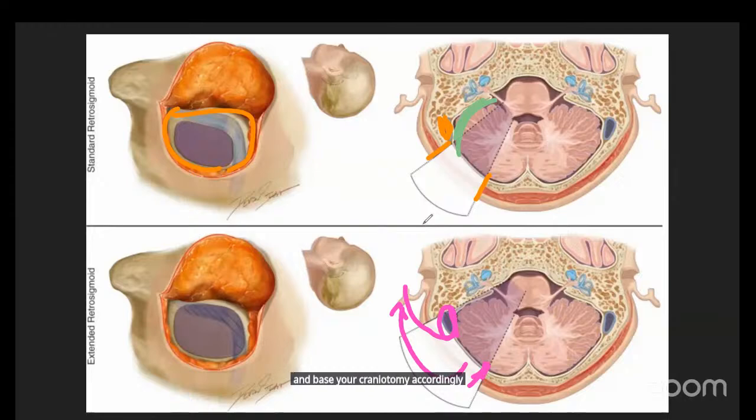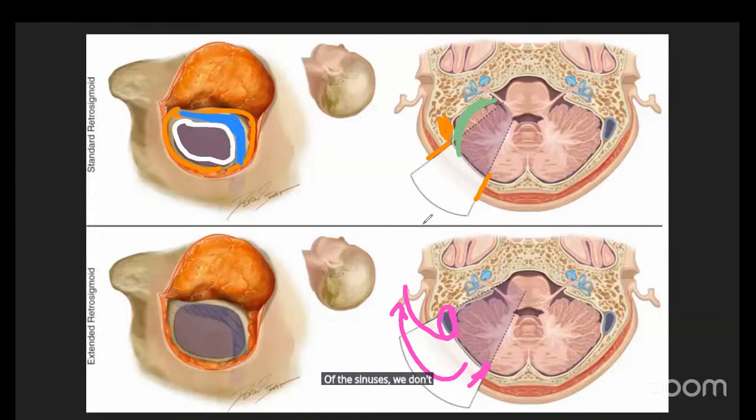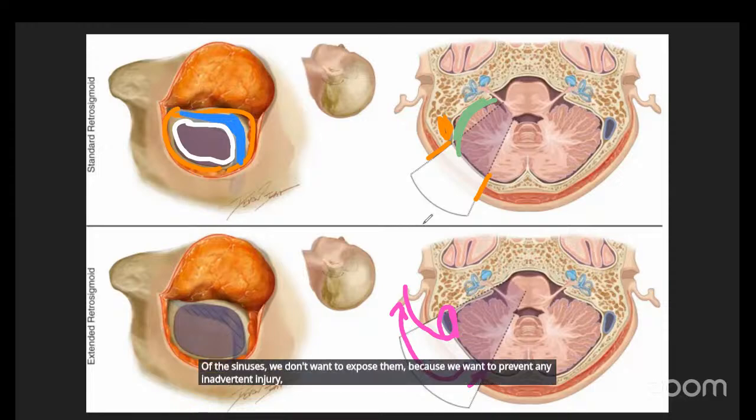Like if you see, this is the sinuses here, this is the junction of both the sigmoid and the transverse sinus. And you can see, I'll mark the craniotomy borders. The craniotomy borders stay clear of the sinuses. We don't want to expose them because we want to prevent any inadvertent injury, any unwanted injury, right?